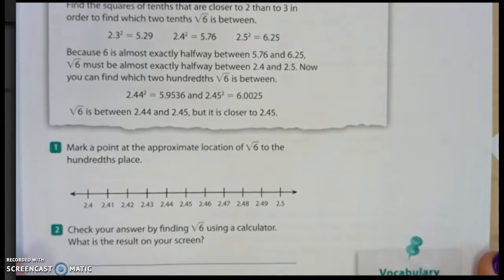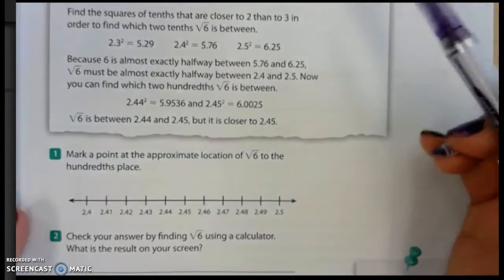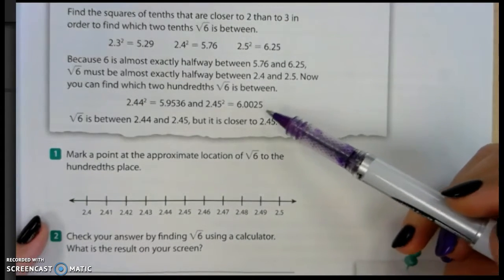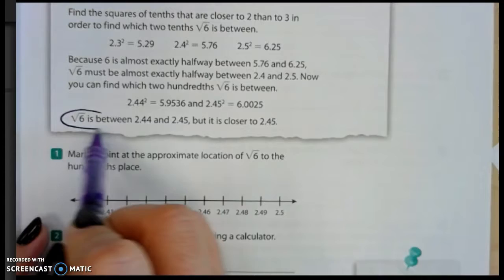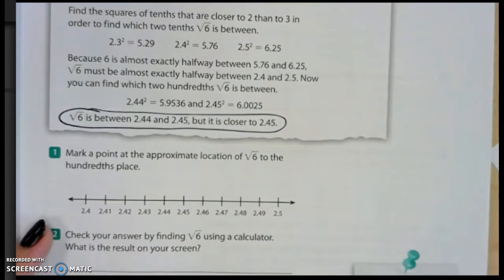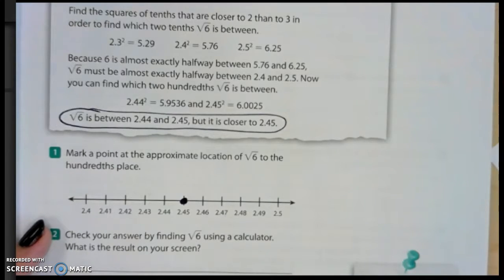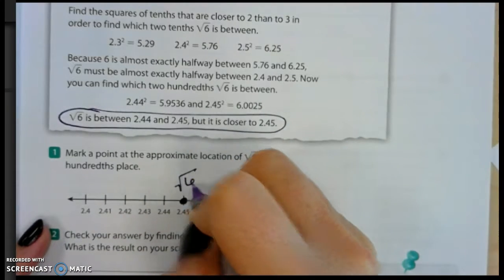Number 1 says, mark a point at the approximate location of the square root of 6 to the hundredths place. Now, if you read the example, you saw that the square root of 6 is between 2.44 and 2.45, but it is closer to 2.45. So on our number line, we would put it here at 2.45.